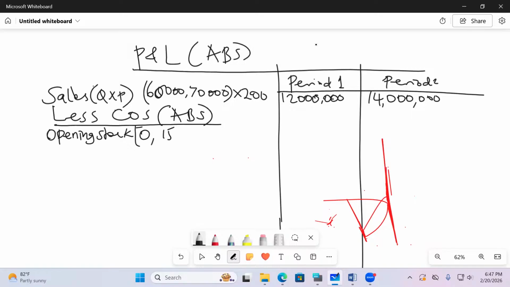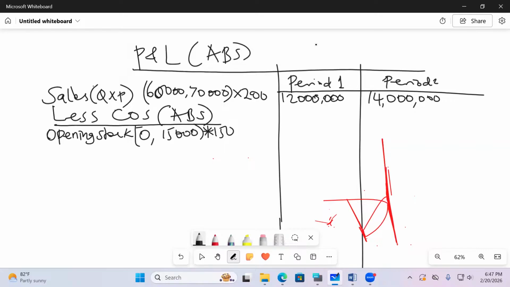15,000. But my good students, remember these are units. We want to convert this to money. To convert this to money this time around, we are using absorption cost, which is 100 and 50, which is 150. Remember, there is a difference between marginal cost that was 120 and absorption cost, which is 150 per unit.